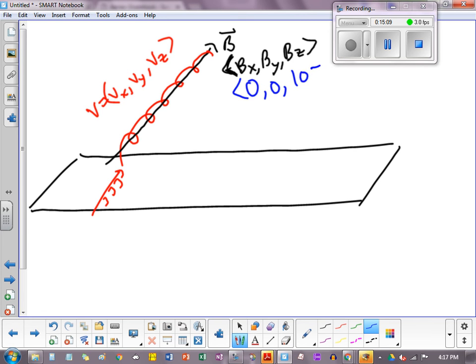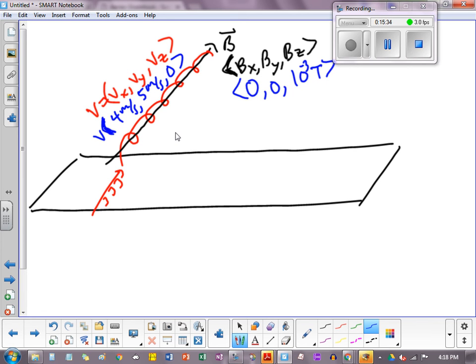Let's say it's 0, 0, 10 Tesla, which is huge. Let's do 10 to the minus 3 Tesla. And the particle comes in with a velocity of 4 meters per second, 5 meters per second, 0. Okay? So I'm sure you could line it up this way.